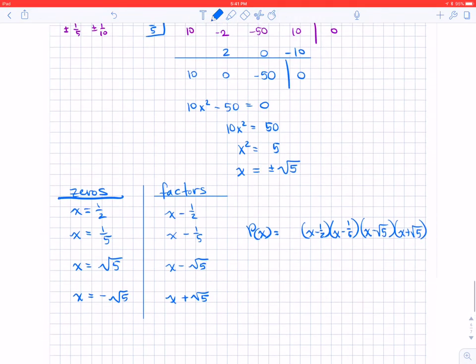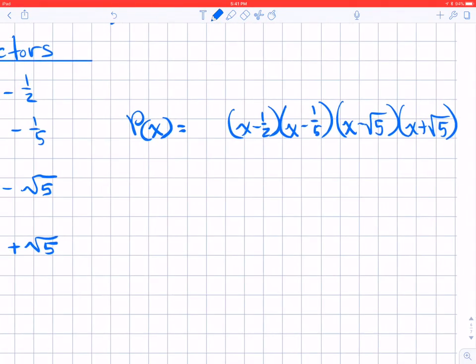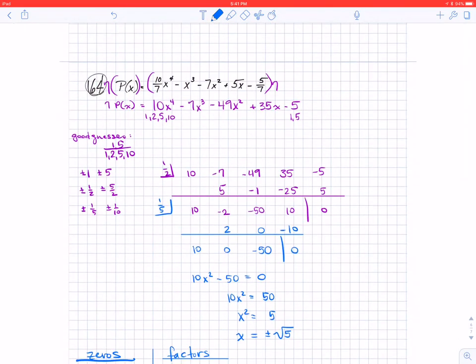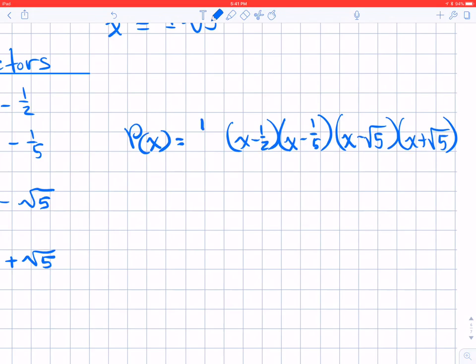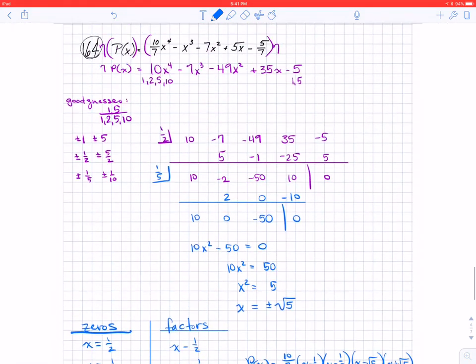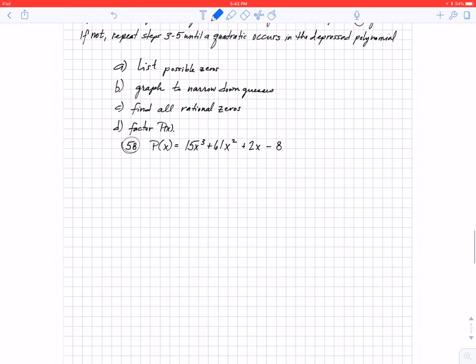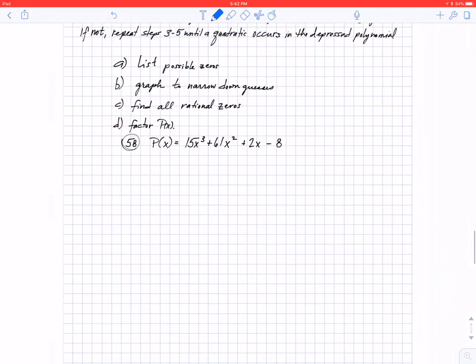The only other thing that I'm concerned about is that my leading coefficient of this polynomial is just a 1, and my original leading coefficient on the original question was 10/7. Those two leading coefficients have to match. So I need to take my 10/7 and put that in the front. And now my two leading coefficients match. And I have done exactly what I was supposed to do. Part A said to list the possible zeros. Part B said to graph. Part C said to find my zeros. And Part D said to factor.